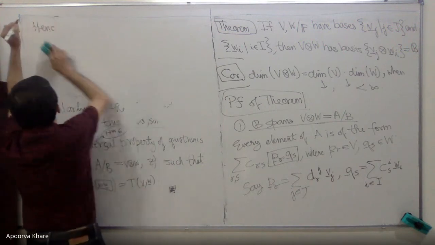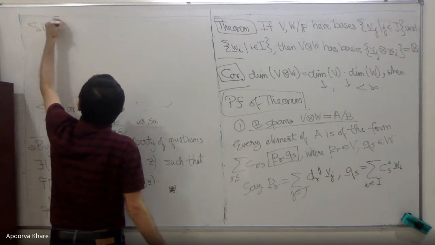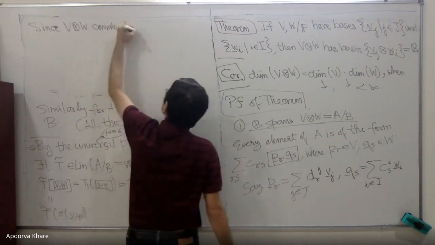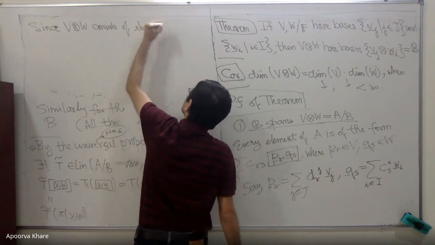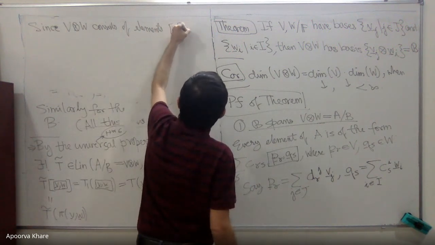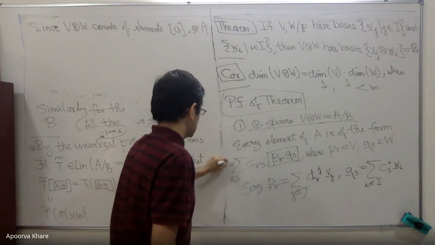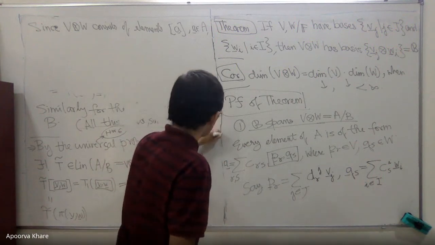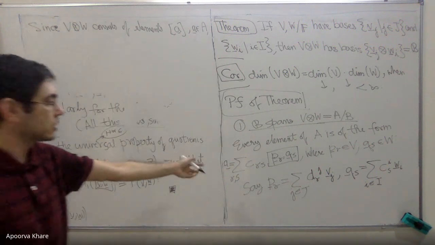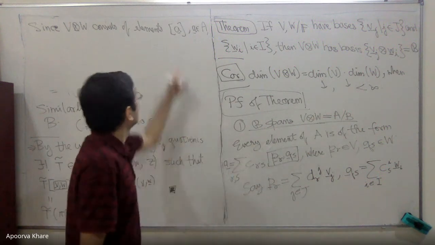Since V tensor W consists of elements of the form A, where A is this, so this is my A, and V tensor W literally consists of capital A over capital B. So it consists of equivalence classes of elements in A. That's what I'm saying here.